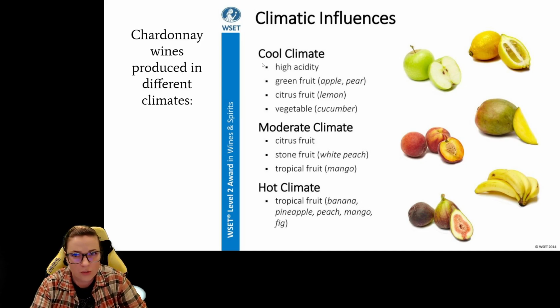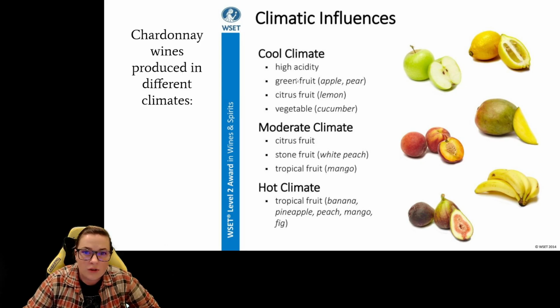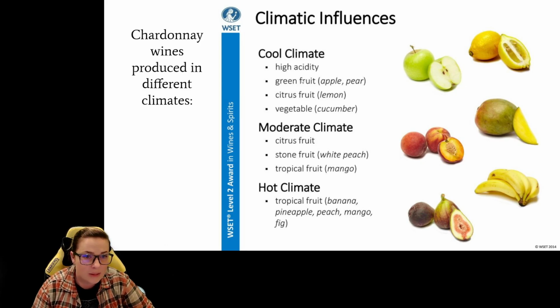So first we have a cool climate Chardonnay. Cool climate, super high acid, typically low alcohol, right? So this wine will generally taste like high acid, green fruit. So apple, pear, citrus fruit, lemon, it could be lime, and vegetable too, right? Cucumber.